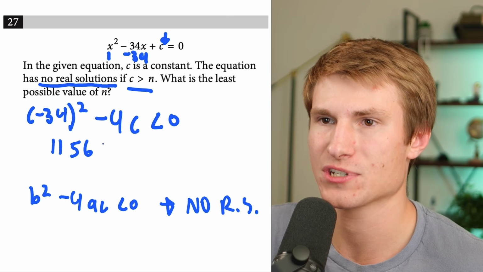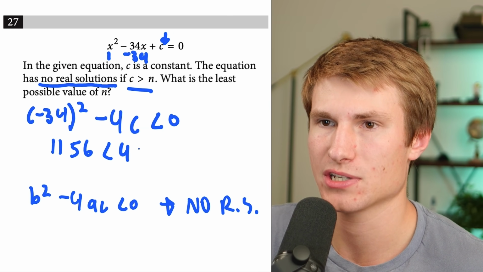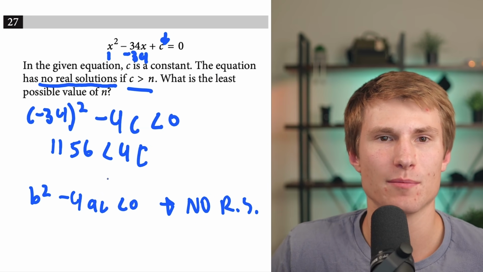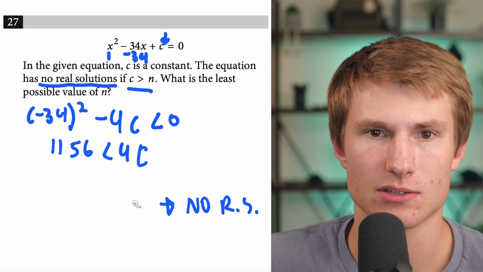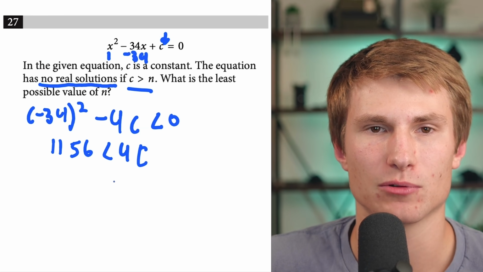I'm going to go ahead and add 4c to each side. Okay, so I'll add 4c to each side. And then next thing I'm going to have to do is divide by 4 in order to isolate c so we can get it all alone. So let's go ahead and do that. We'll divide both sides by 4.